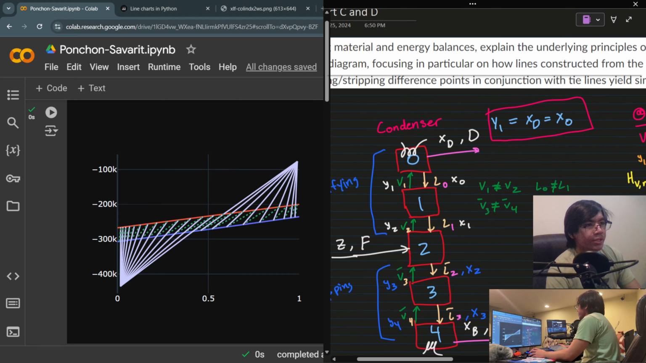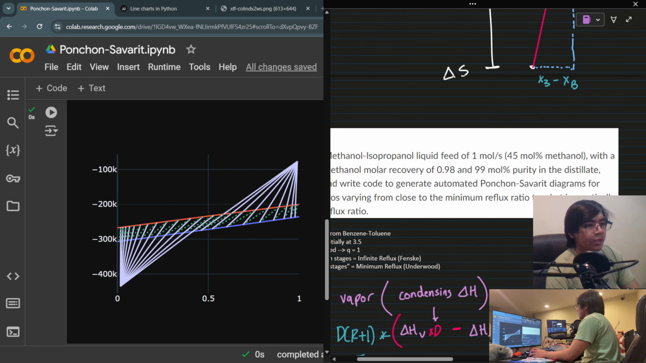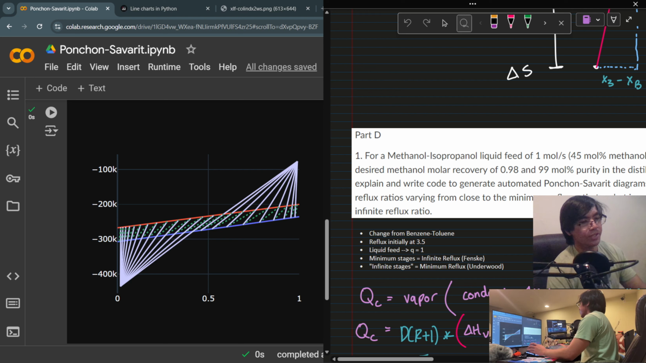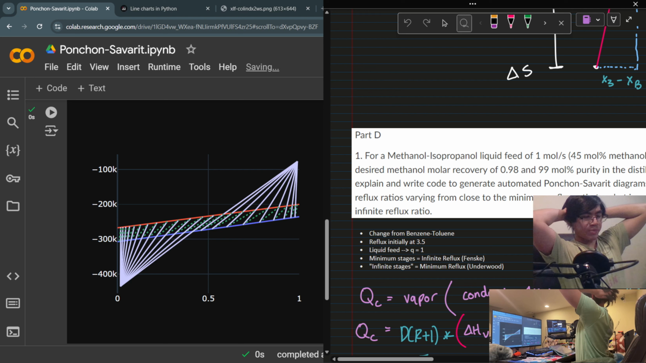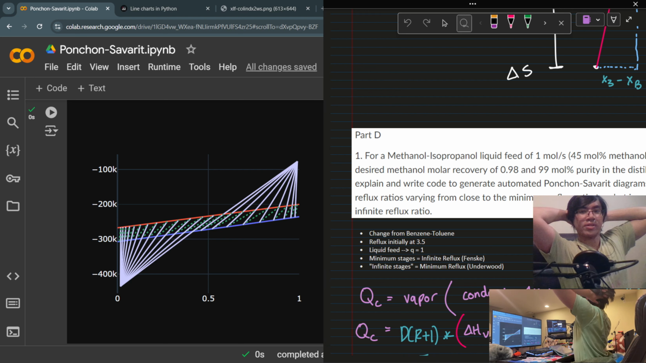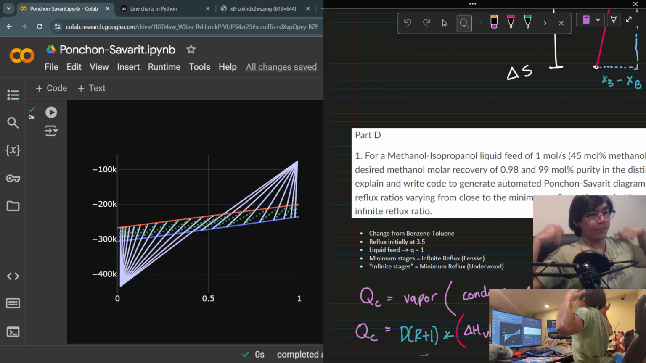Is asking, where are we? Yes, the minimum and infinite stages. So I believe this is mentioned at the end of class where we talk about the Fenske-Underwood equations. So let's talk about the infinite reflux first.